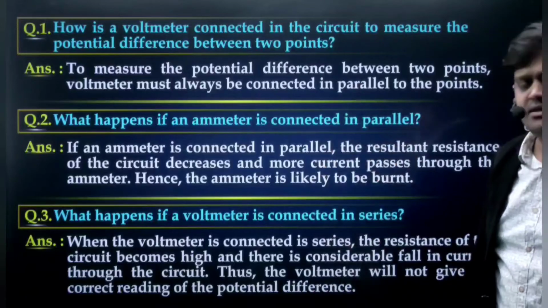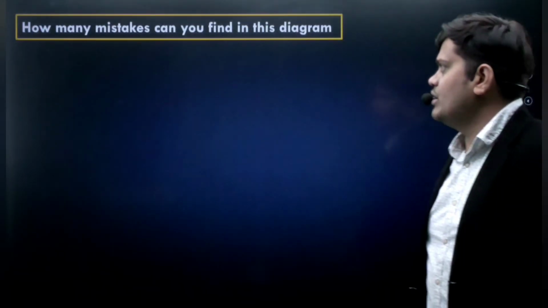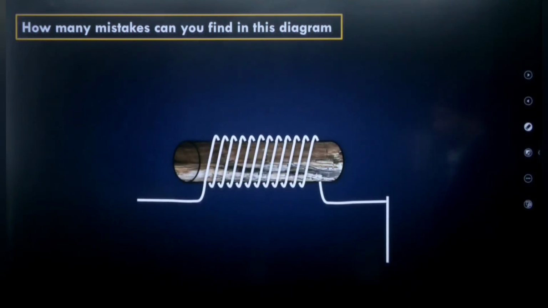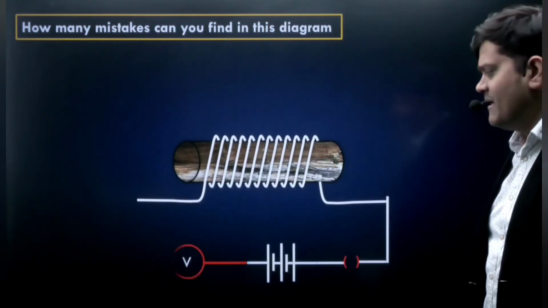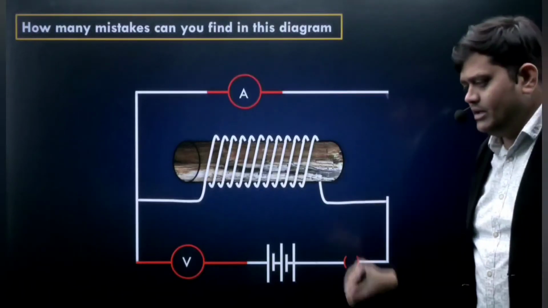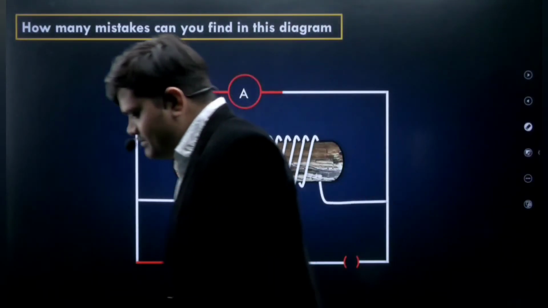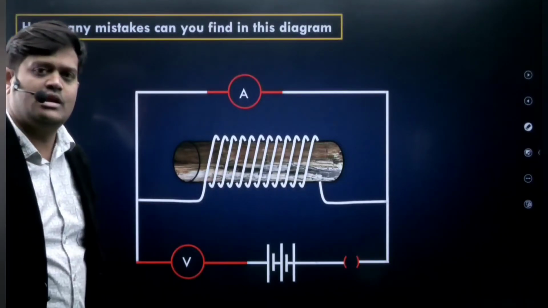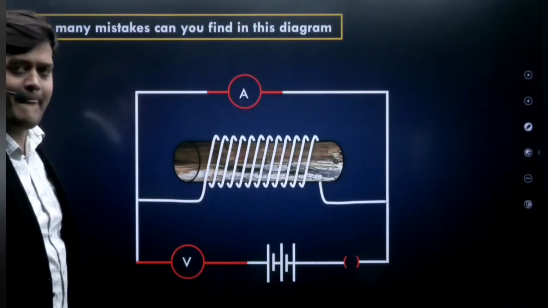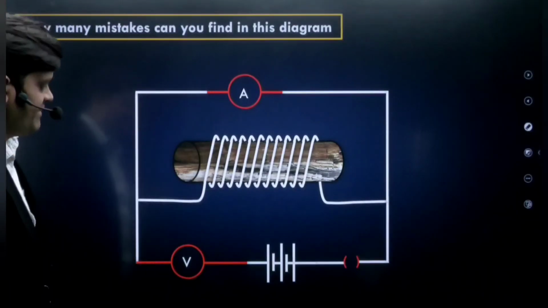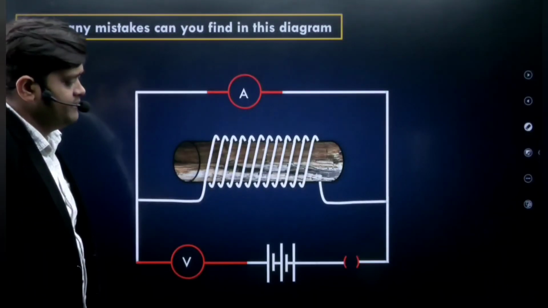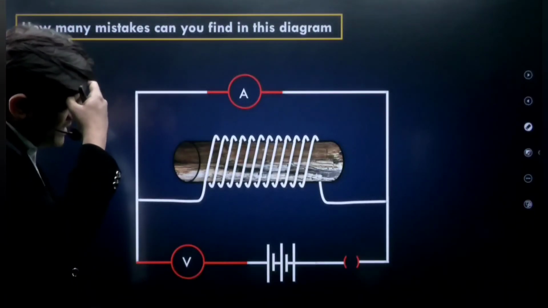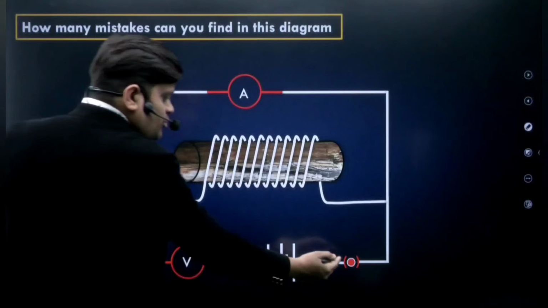Okay, so these are the three questions. Now we are going on to the next activity: how many mistakes can you find in the diagram? There is a diagram, and find the mistakes. Done? Okay. Now, my dear, the first one is that the key is open, the key should be closed.